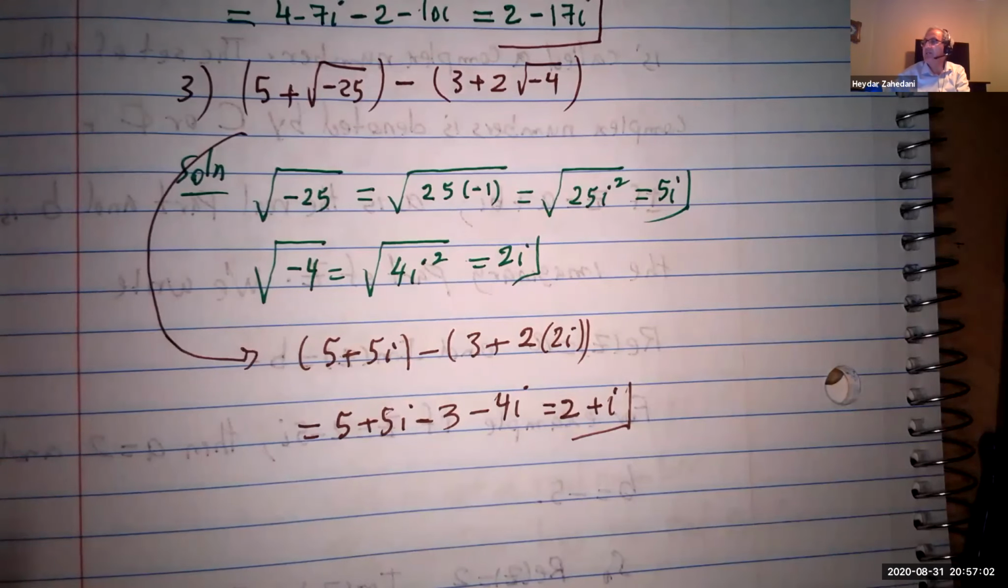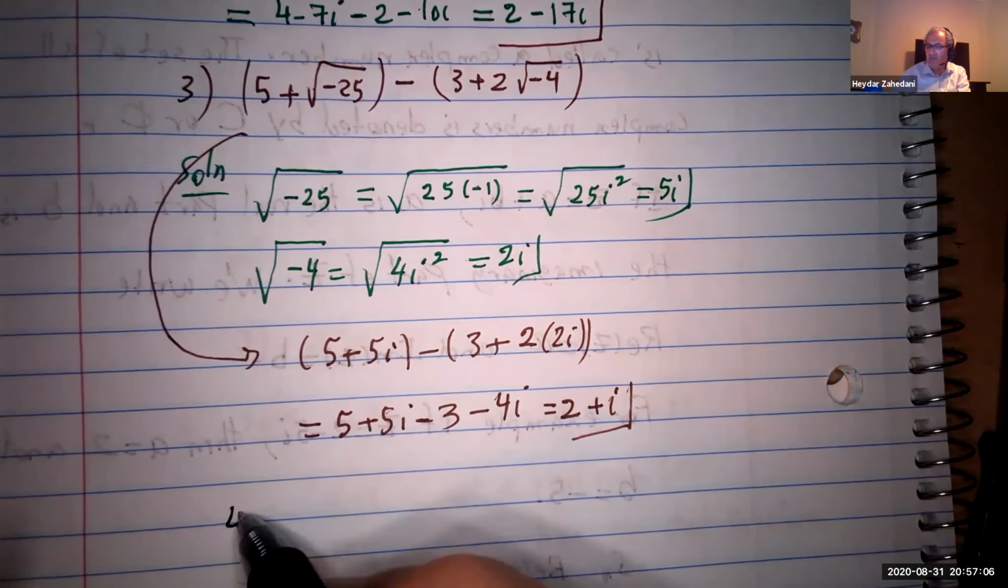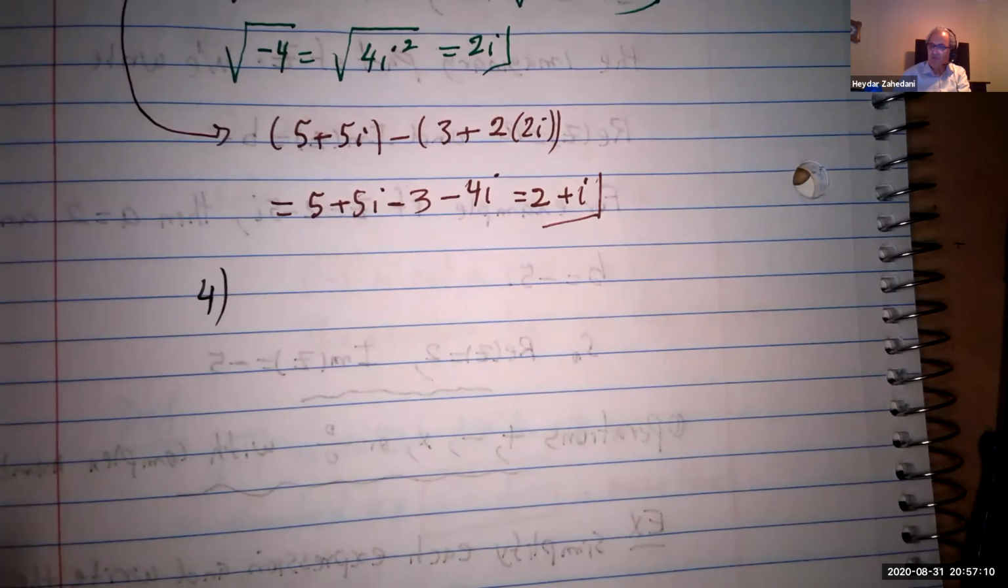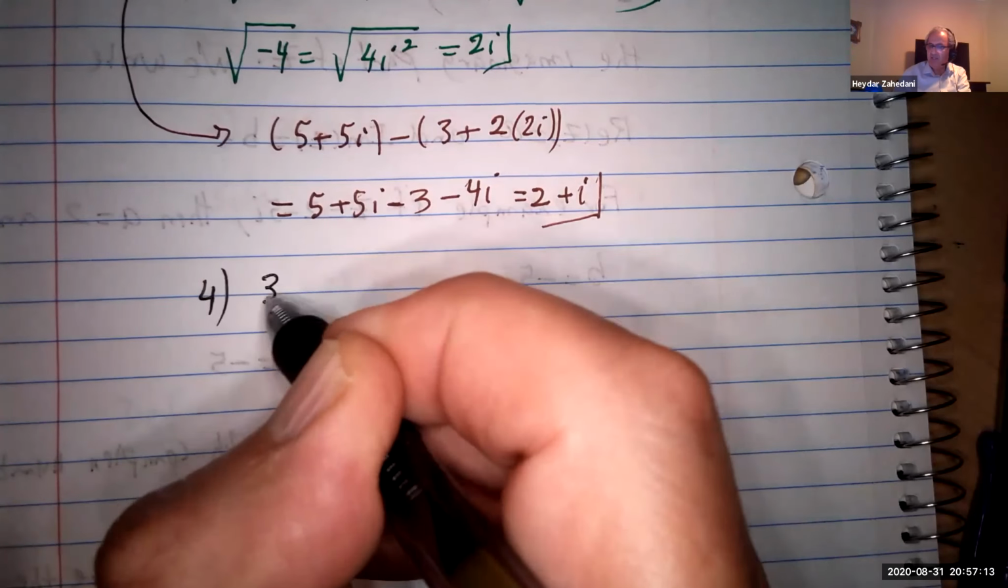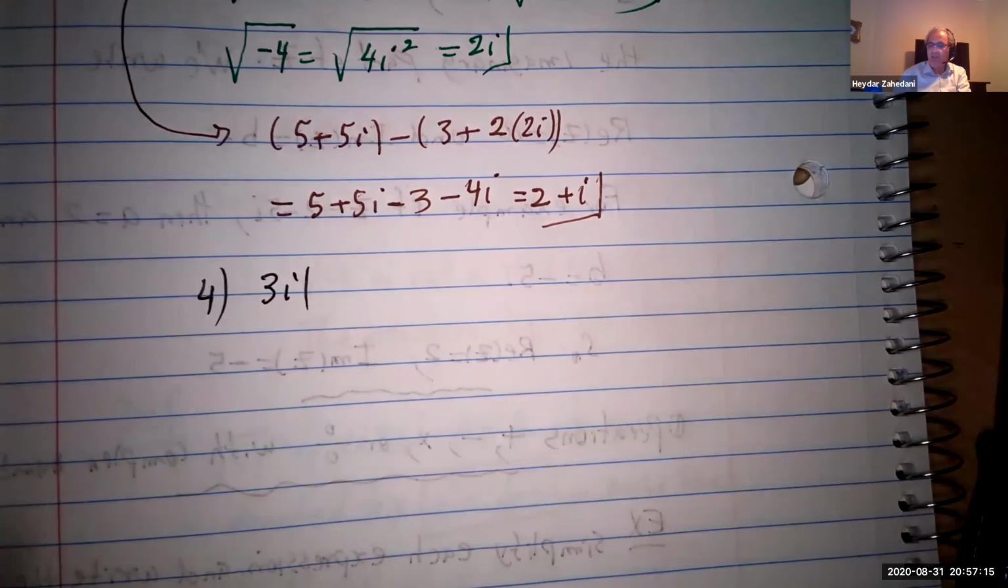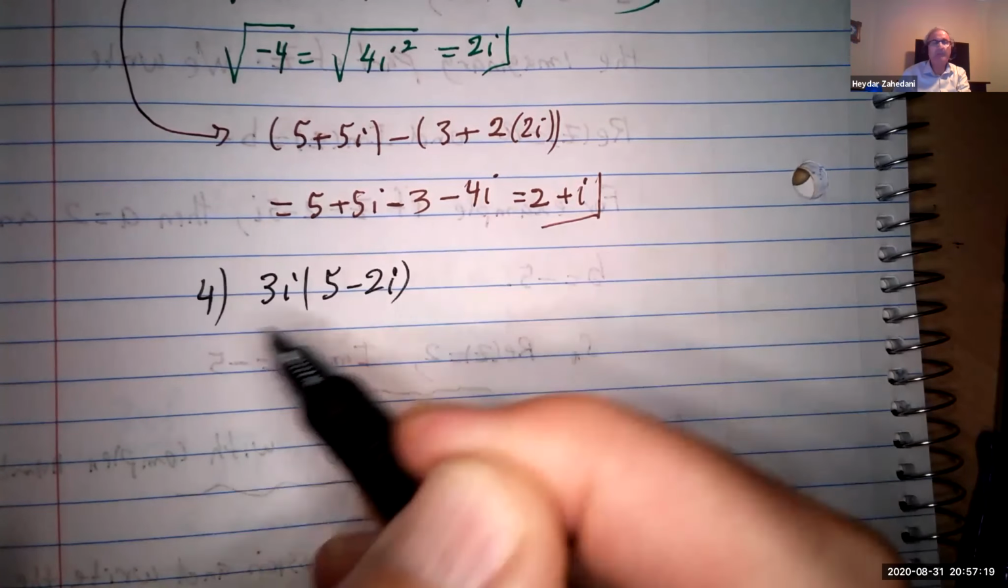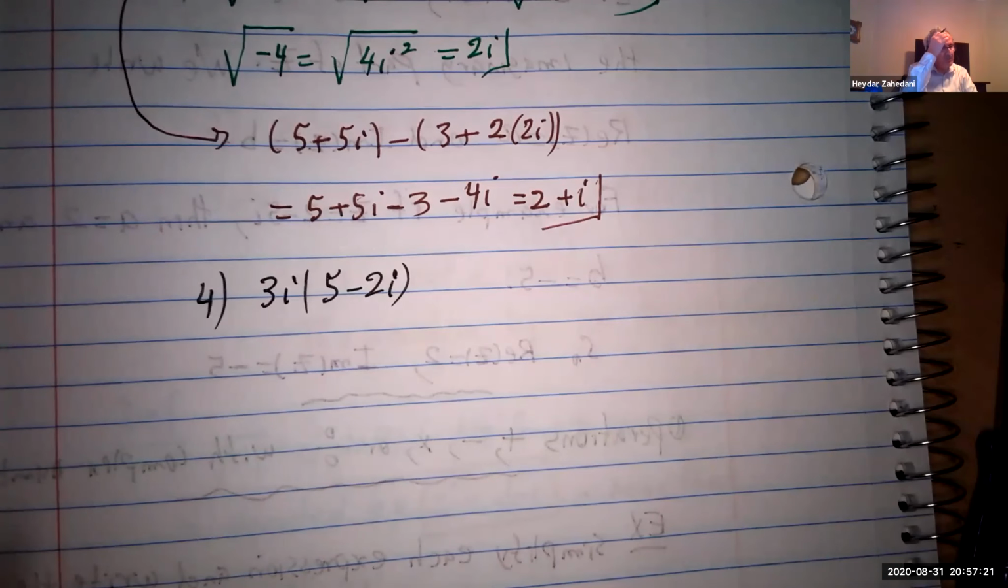And the next one is multiplication, which is easy. We just multiply as in algebra. So you want to multiply, let's say, 3i times 5 minus 2i. It's multiplication, you distribute it. You multiply, you go forward, and then you simplify.